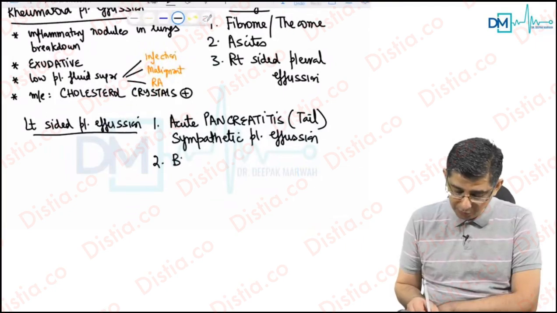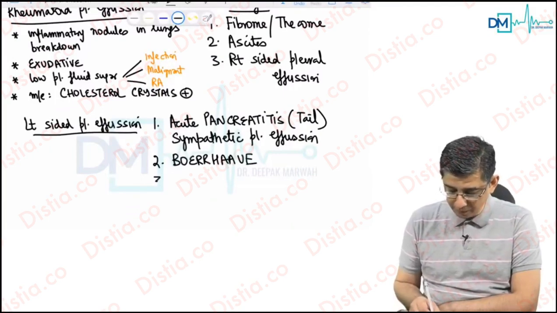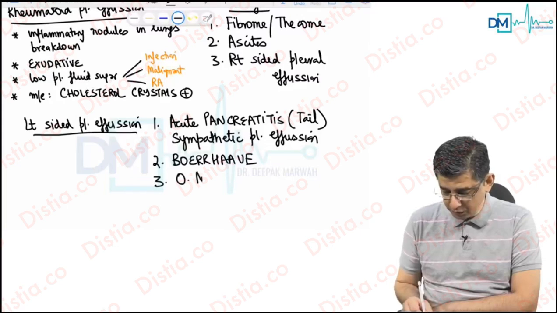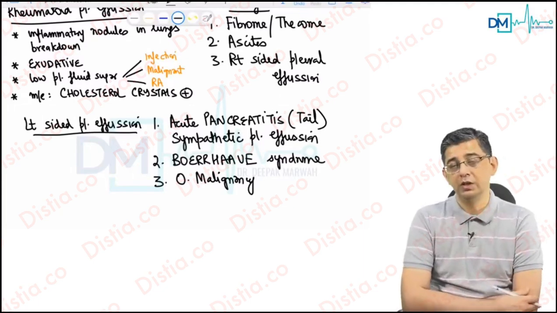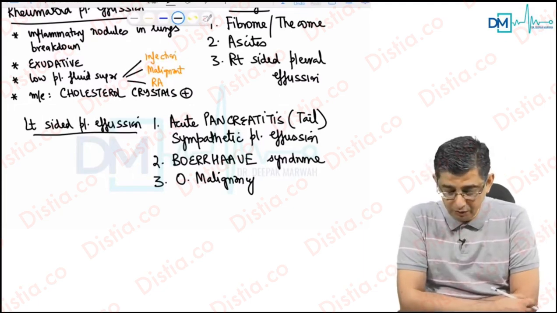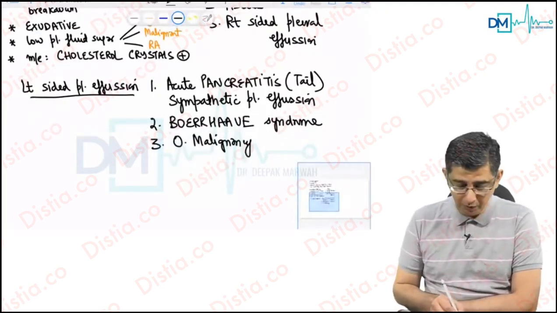Then even in Boerhaave syndrome, where there is a rupture of the esophagus of the patient, you could be having a left-sided pleural effusion. Left-sided pleural effusion is also seen with esophageal cancer, that is esophageal malignancy. So as I said, most of the time when it comes to right-sided pleural effusion, you will be studying regarding gynecological malignancy. If it is a left-sided effusion, it's going to be the following aspects which are to be remembered.